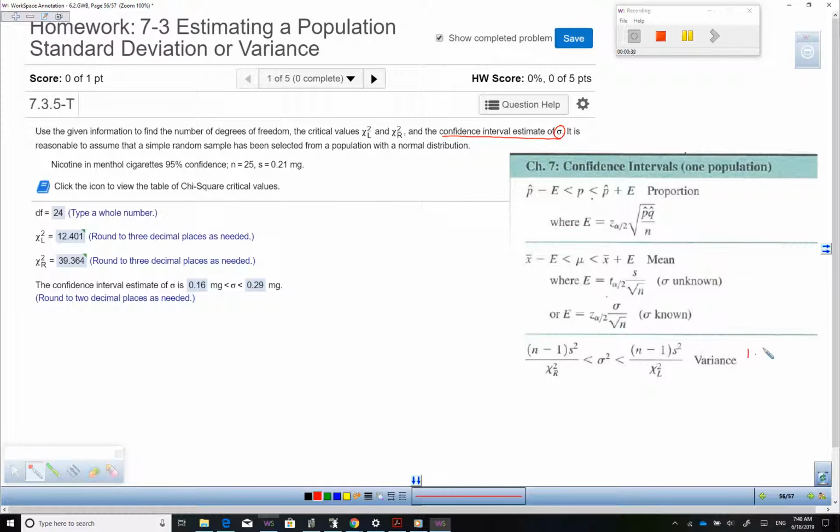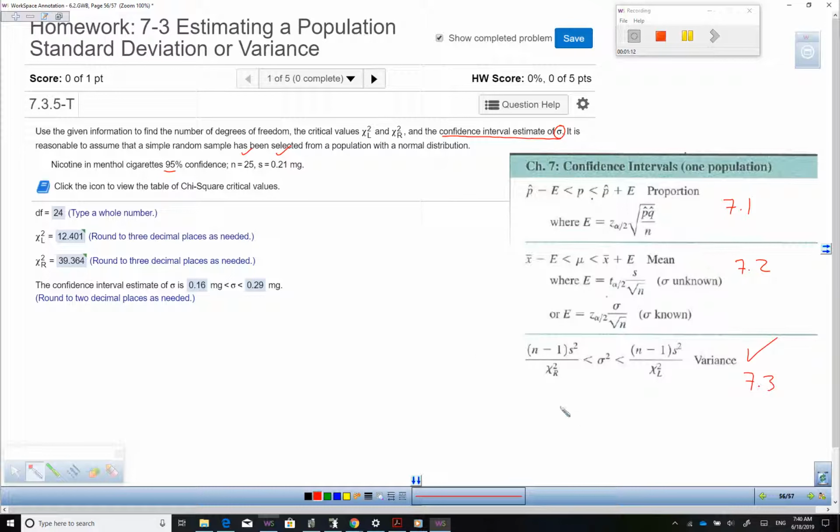This is the formula we're using for this problem. Okay, and this formula we use for 7.1, this for 7.2, and this one for 7.3. For this formula we need the sample size, which is given here. We need the sample standard deviation, which is here, and we need the confidence level to get those critical values.